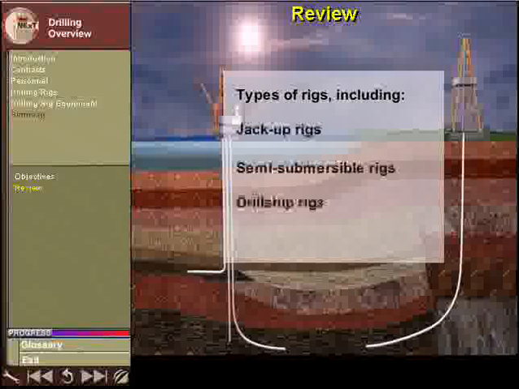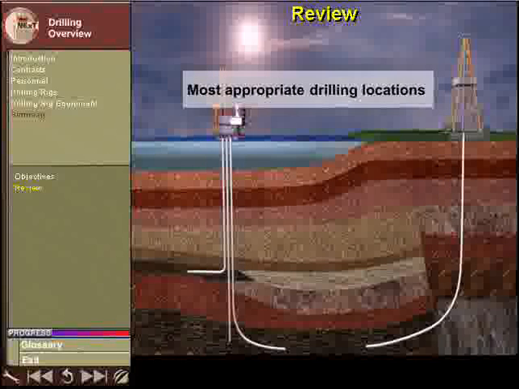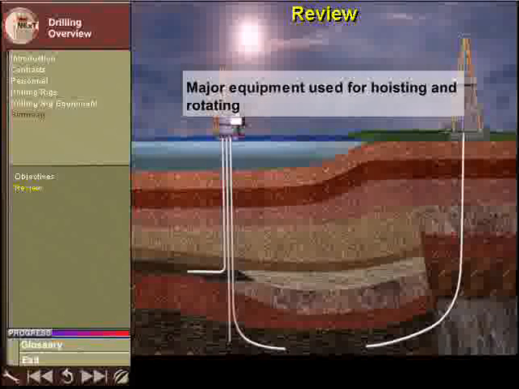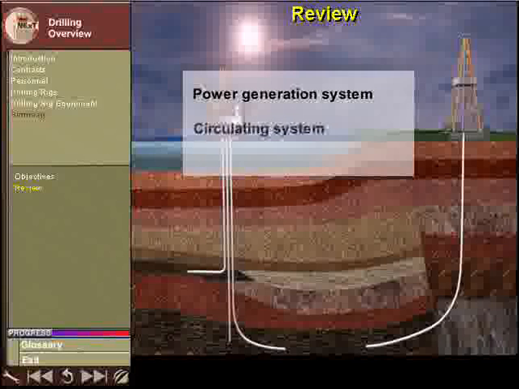We took a further look at the different types of ocean rigs, including jackup rigs, semi-submersible rigs, drill ship rigs, and fixed rigs. We also looked at what drilling locations were most appropriate for each rig. The drilling rig equipment section described the major equipment used for hoisting and rotating the drill string. This section also discussed the power generation system, the circulating system, and the well control system.